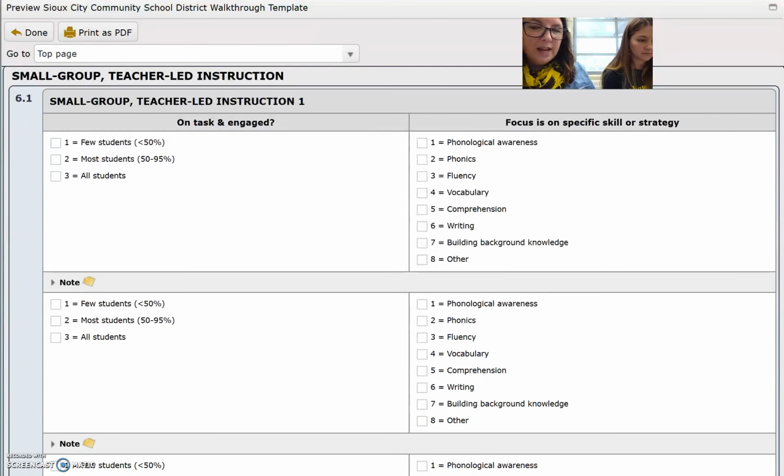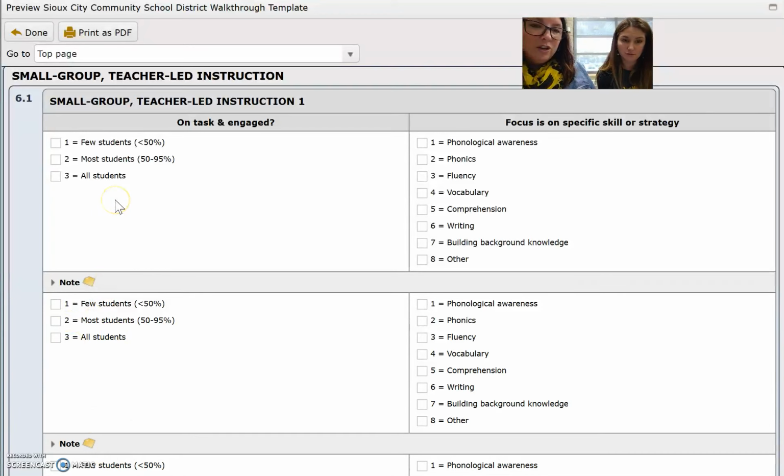Okay. Then the next section is small group, and it's very similar in the components. Each of these rows is meant to be for a different group observed, and you'll notice that on the PDF document. If we are in your room for only 15 minutes, we might only see one small group, and that's okay. The rest of these rows will be blank. But if we're in there for longer, we might see two groups. And if we're in there for your entire literacy block, we might see all of these groups.